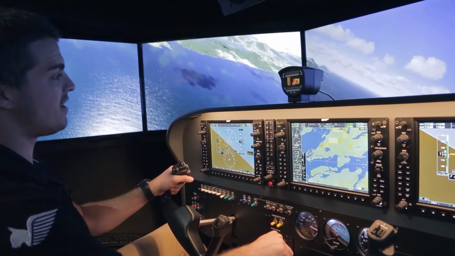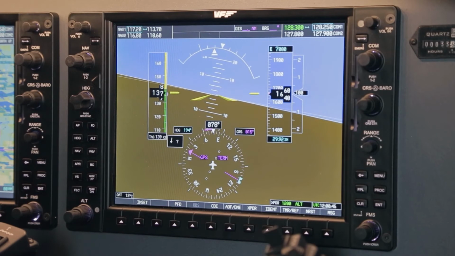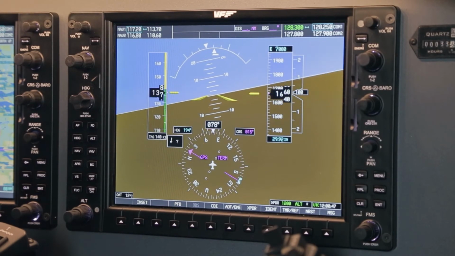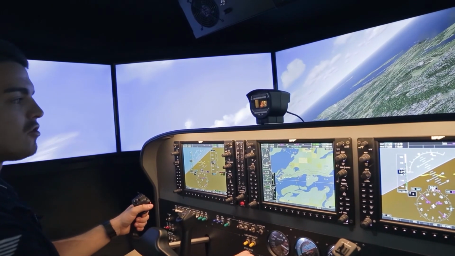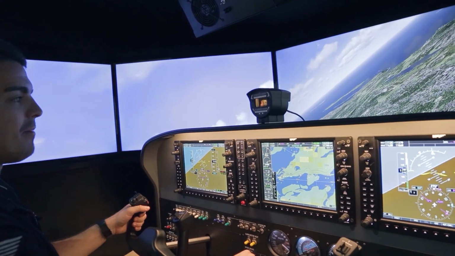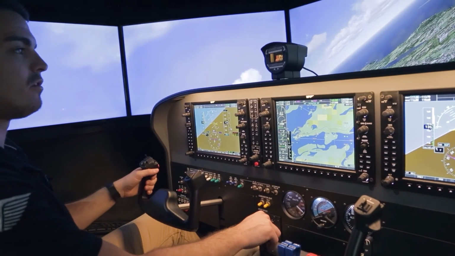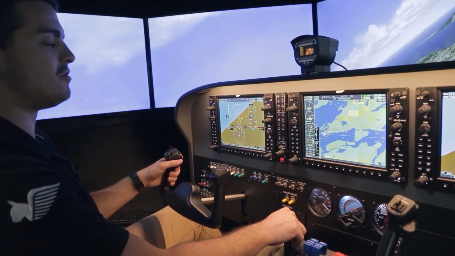The same happens if I turn right. When I turn right, if I leave the control, you see that the aircraft tends to nose down, so I'm going to help myself by pulling the yoke and maintaining the altitude that I desire.